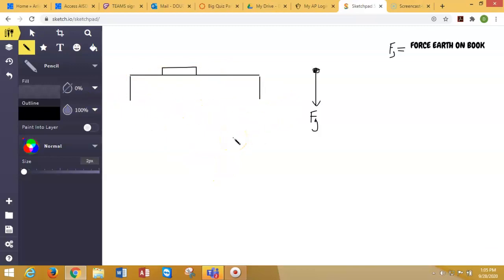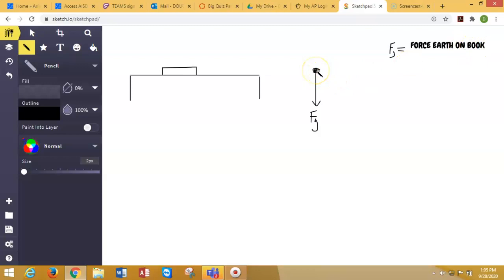It's the same thing if you take your pen and you pick your pen up to a certain height and you let it go. The pen and Earth are not touching. So what's going on here? This is called a field force, when 2 things are not touching. So this represents the field force of Earth pulling on the book.